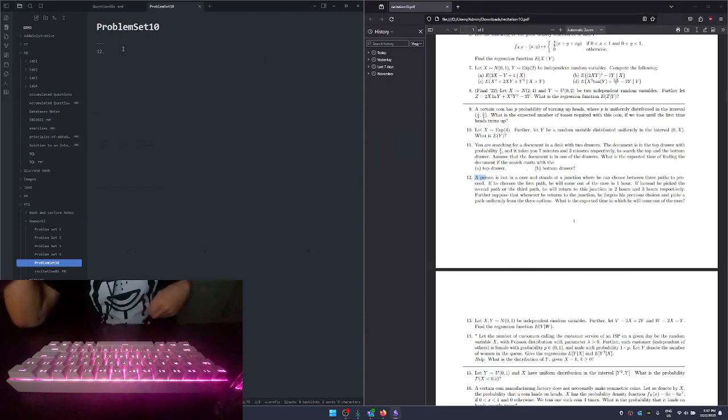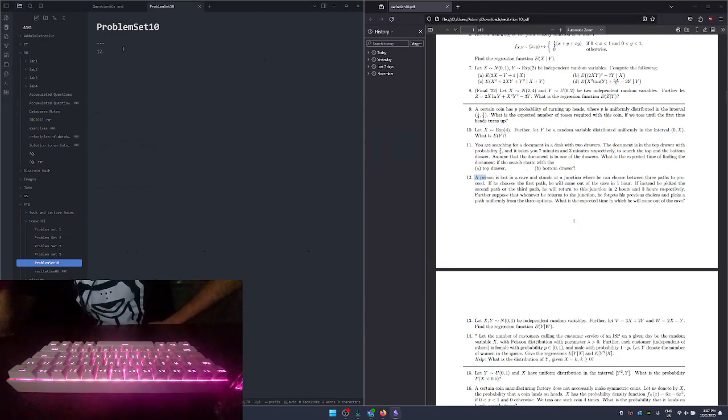So we have a person who is lost in a cave and stands at a junction where he can choose between three paths to proceed. So we can choose between three paths. If he chooses the first path, he'll come out of the cave in 1 hour. If instead he picks the second path or the third path, he will return to the junction in 2 hours and 3 hours.